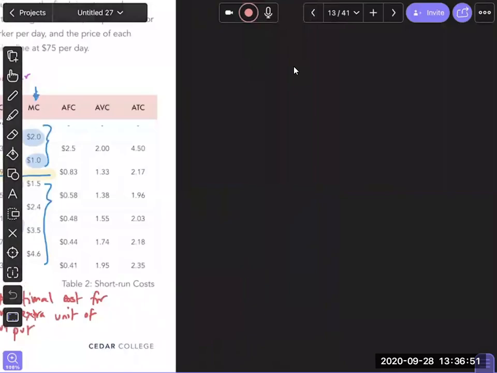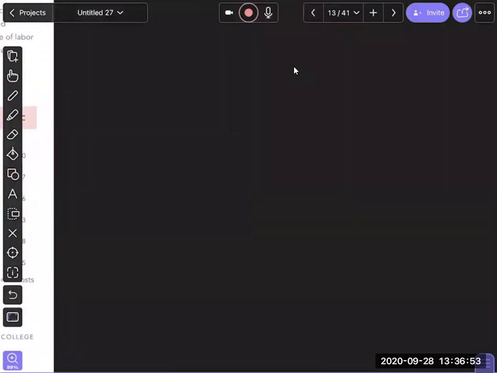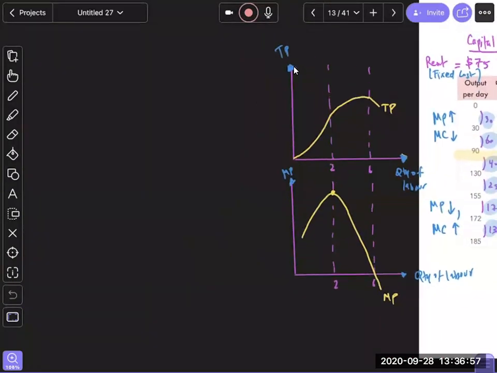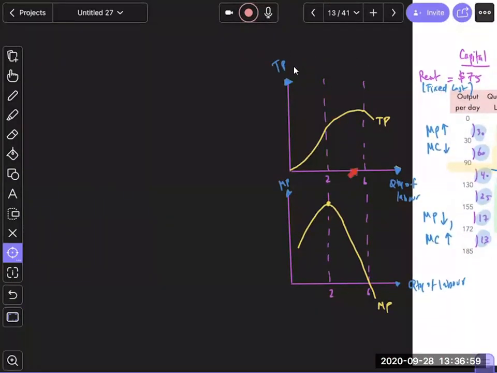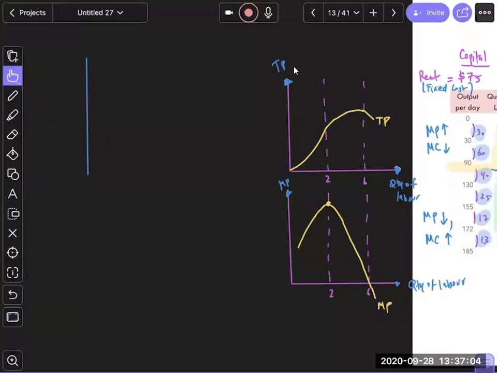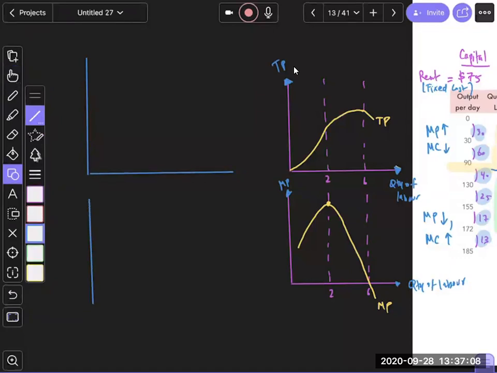Okay, let's see this now in terms of a diagram. I want to draw it right next to our production diagram so that we can compare and contrast later. We'll make two diagrams.